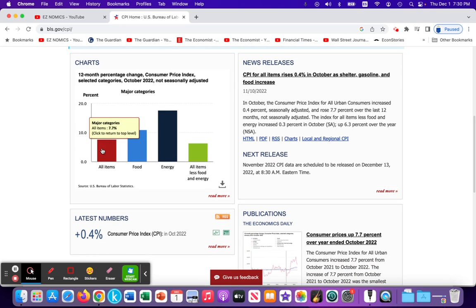here we have all items within this consumer price index, and all the items within this consumer price index illustrates that prices on average have increased for the average American consumer by 7.7% in October 2022 compared to October 2021. So a year over year increase of nearly 8% in prices. Rising prices means that consumers' purchasing power is being reduced. Wages are not rising by that amount, so the purchasing power of the income generated by households is being diminished.